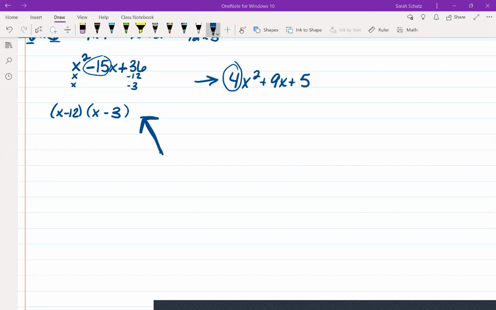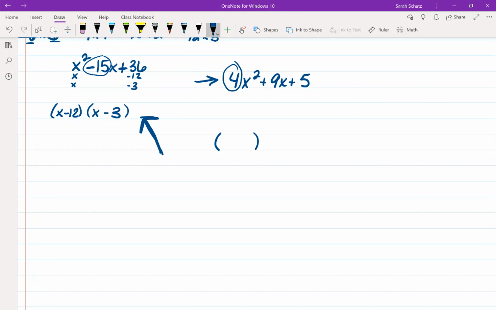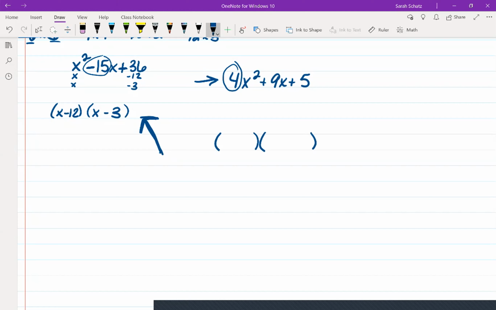Okay. So we have to consider the order of our terms matters a lot more when you have a coefficient on x squared. So let's do this and get our setup. Now, it's not just going to be x times x this time. I have to factor the 4 also.